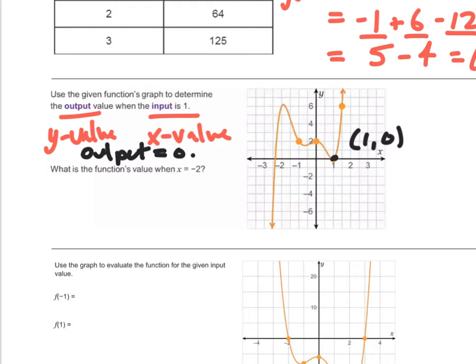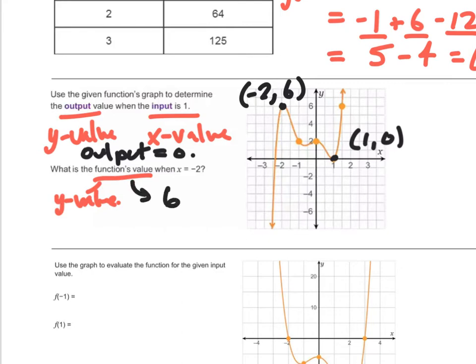And then it says, what's the function's value when x equals -2? Remember that the function value is the same thing as saying a y value. So over at -2, and that's not an apparent point, when x is equal to -2, that's that point right here. And the corresponding y value is 6. So the point on the graph here is the point -2, comma 6. So the y value, the function value, is equal to 6.